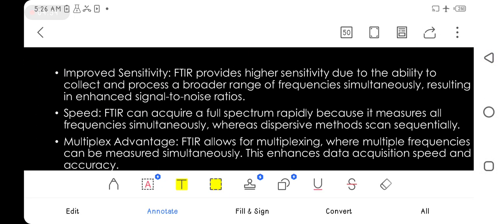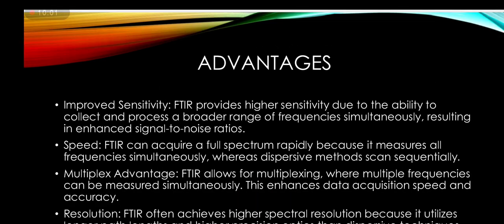Now, there are some advantages of FTIR. Improved sensitivity. FTIR provides higher sensitivity due to the ability to collect and process a broader range of frequencies simultaneously, resulting in enhanced signal to noise ratios. Speed. FTIR can acquire a full spectrum rapidly because it measures all frequencies simultaneously, whereas dispersive methods scan sequentially.